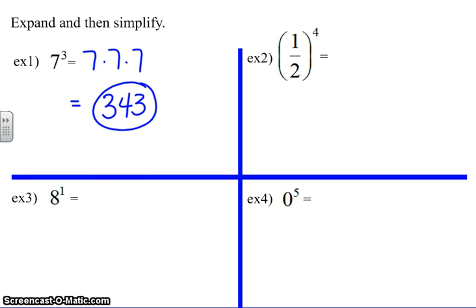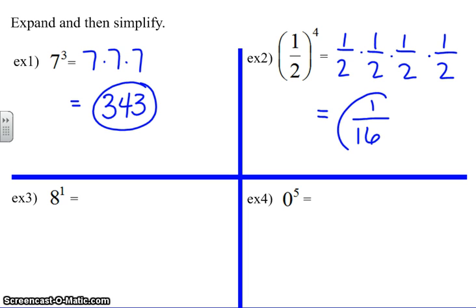Example 2, 1/2 to the 4th power. Well, if we expand it, that means we're going to take the fraction 1/2 and multiply it by itself 4 times. And when we simplify 1/2 times 1/2 times 1/2 times 1/2, that is equal to 1/16. So our simplified answer is 1/16.